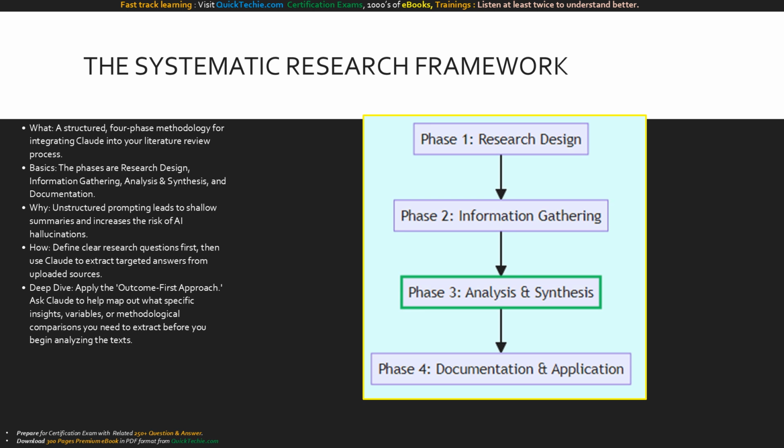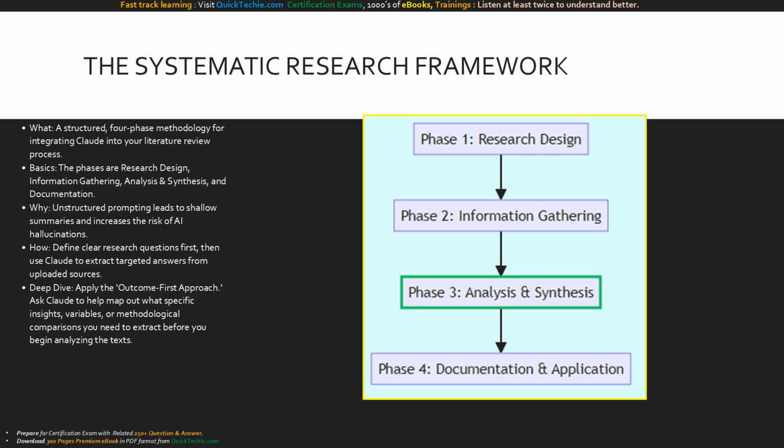Why must we be so structured? Because vague questions yield vague, and sometimes hallucinated, answers. If you just ask Claude to summarize this paper, you get a generic overview. But if you apply an outcome-first approach, telling Claude exactly what variables, sample sizes, or theoretical frameworks you are tracking, you transform Claude into a precision extraction tool. Structure is the ultimate defense against AI hallucinations.